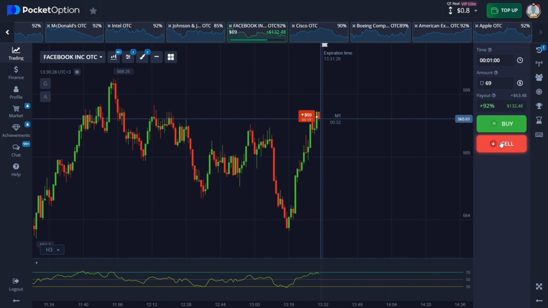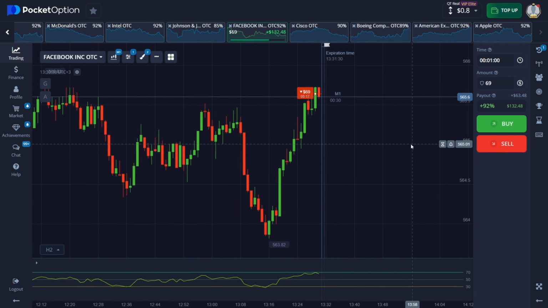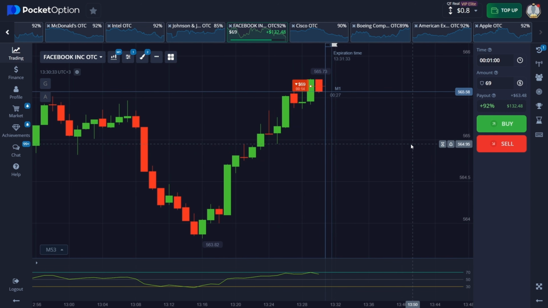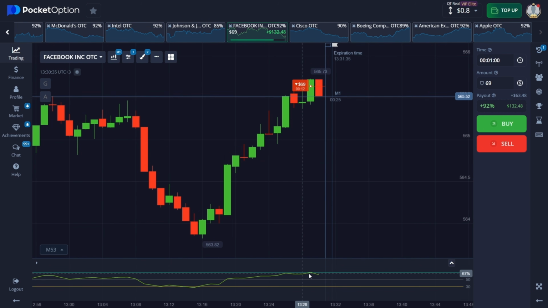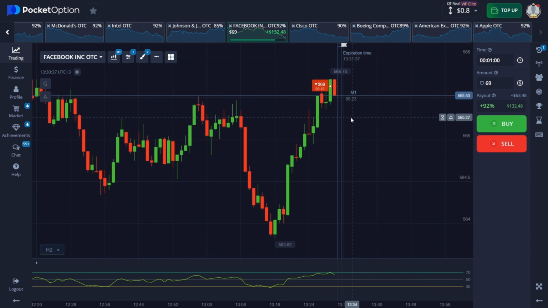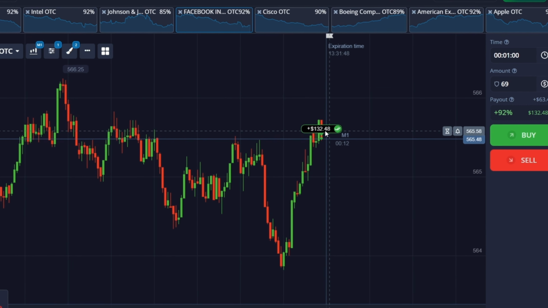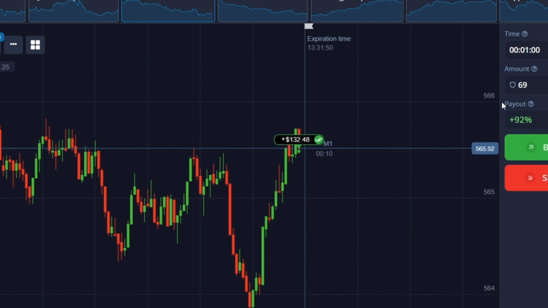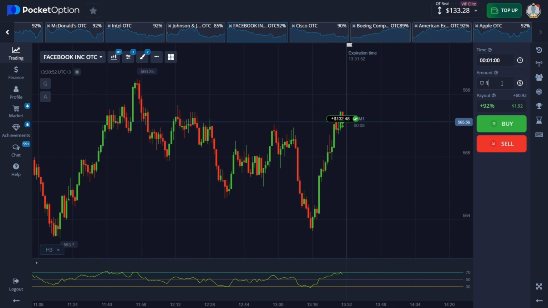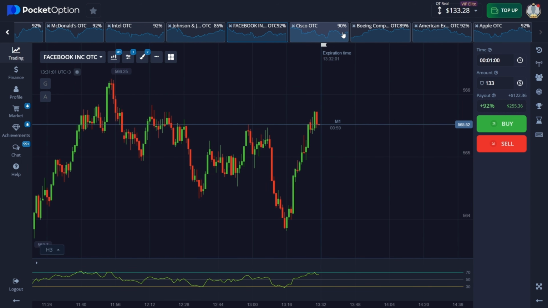The trade is currently going in our favor. I placed it a little earlier before the candle closed, but it's still in our favor. Only a few seconds left. And we won it. So we won another trade, and now my balance has increased to $133. Let's find a trade for $133. I hope you guys understand a little about what divergence is and how you can take trades using RSI divergence.